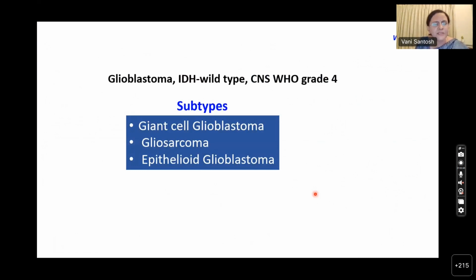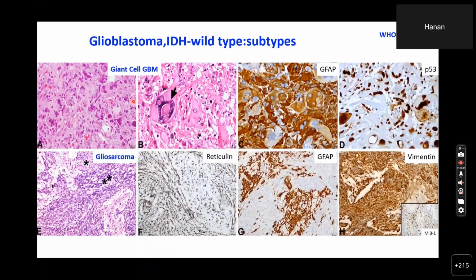Giant cell glioblastoma, these are usually more superficially located tumors, and they're a little more circumscribed. Histologically, they have these bizarre multinucleated tumor giant cells. Monstrocellular, that's what we call it, okay? They're GFAP positive, but they will be diffusely, strongly P53 positive. They're IDH wild type tumors. That is giant cell glioblastoma.